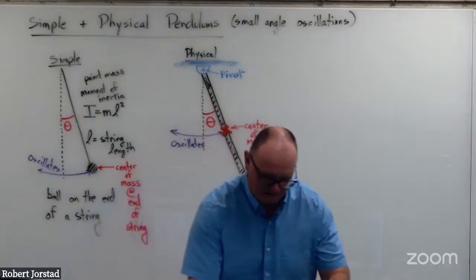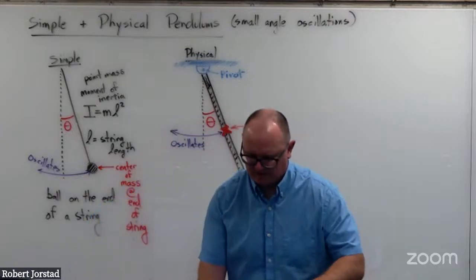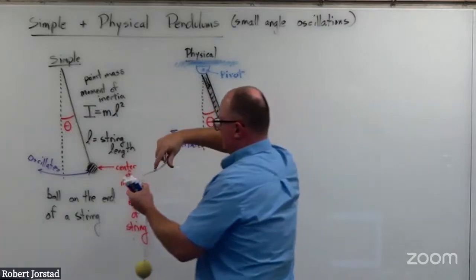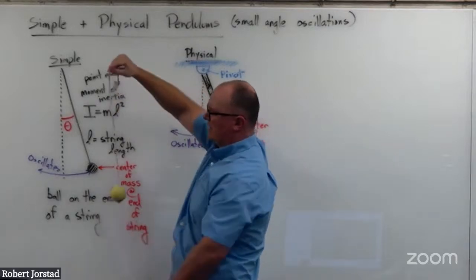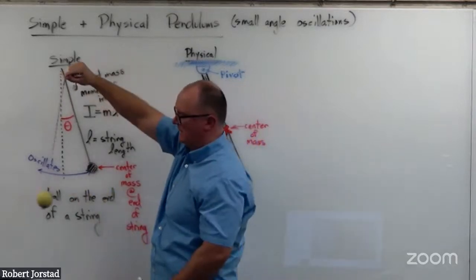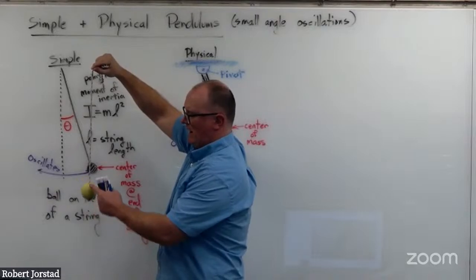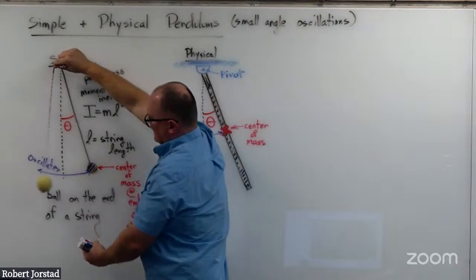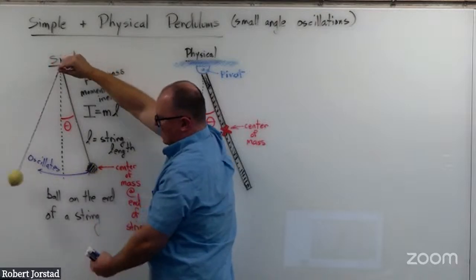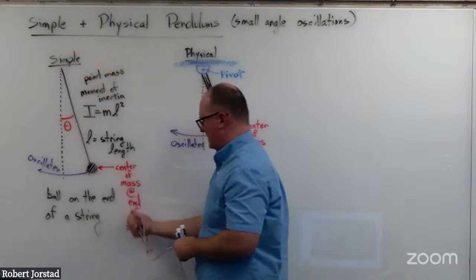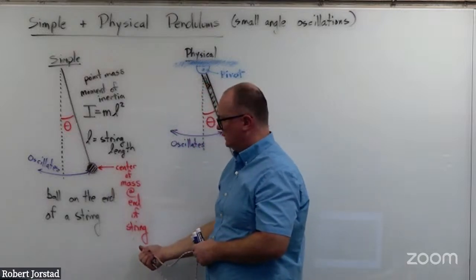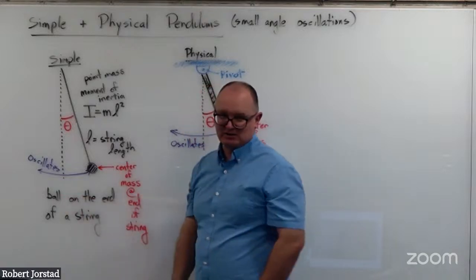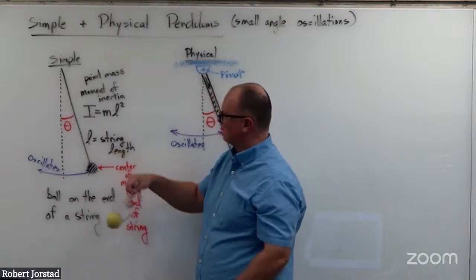All right. Let me start by just showing you some examples in the real world. Here is a simple pendulum. We're assuming that the ball has much more mass than the string. And as a result, when this thing oscillates back and forth like this, we're assuming the center of mass is right here at the end of the string. So you can think of a simple pendulum as a ball at the end of a string, or a point mass at the end of a string.